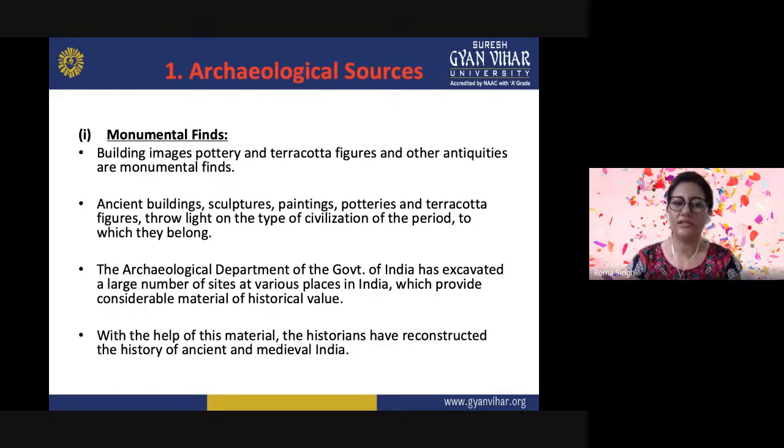Ancient buildings, sculptures, paintings, pottery, and terracotta figures throw light on the type of civilization of the period to which they belong. The Archaeological Survey of India, or the ASI, is the organization which has excavated a large number of sites at various places in India, and it provides considerable material of historical value. With the help of this material, historians have reconstructed the history of ancient and medieval India.